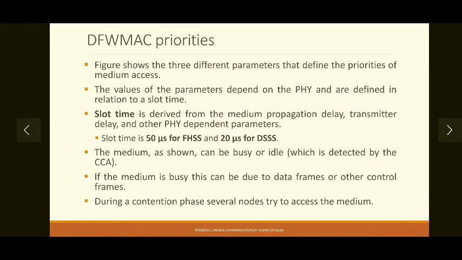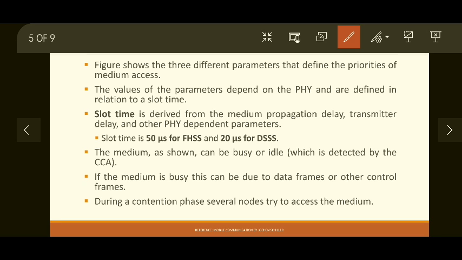Okay, so these are called DFWMAC priorities. That is, who will get a first priority for transmission of a packet. That is based on the waiting period it has to follow, as defined by the IEEE. So the figure which will be shown on the next slide shows three different parameters defined by IEEE, which define the priorities of the medium access.